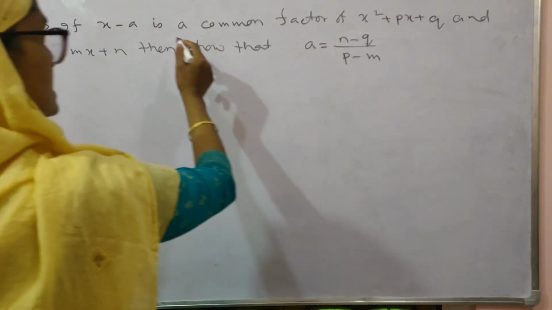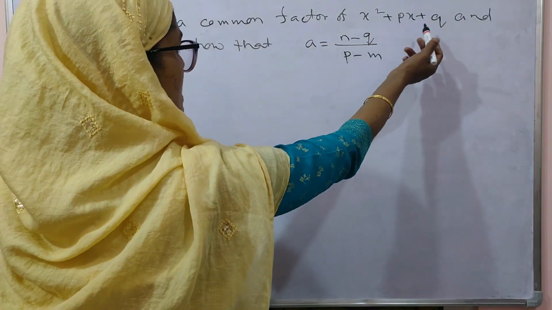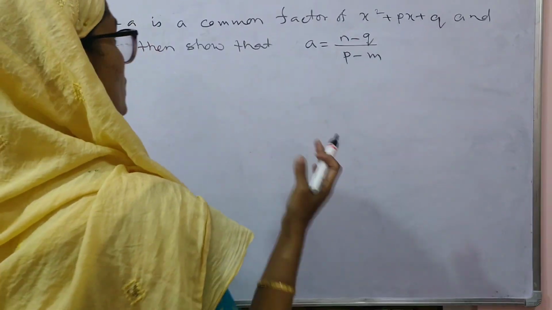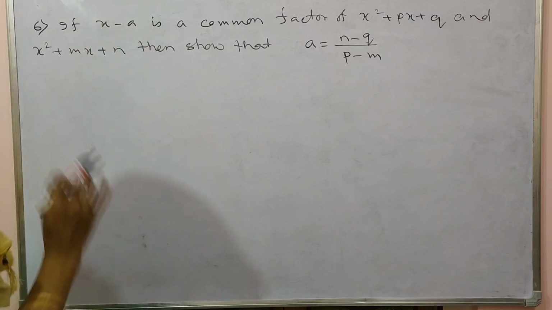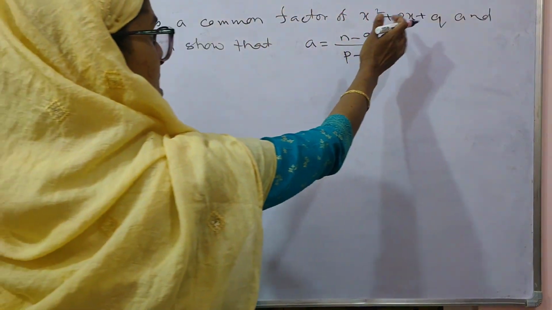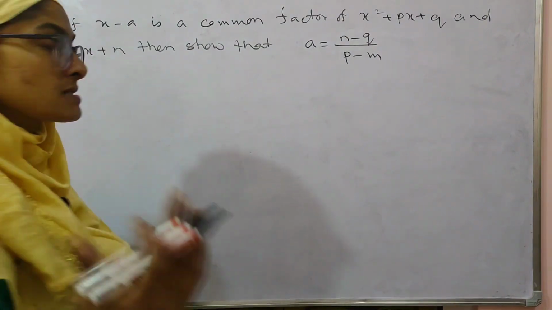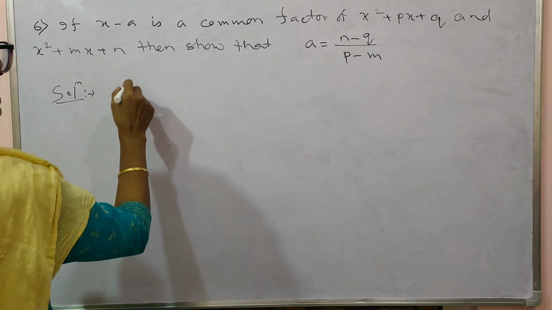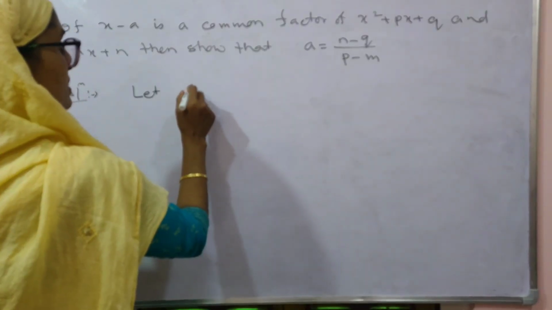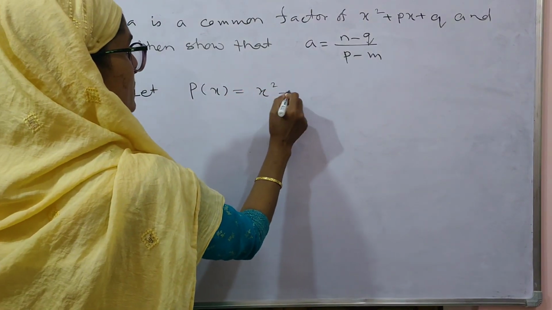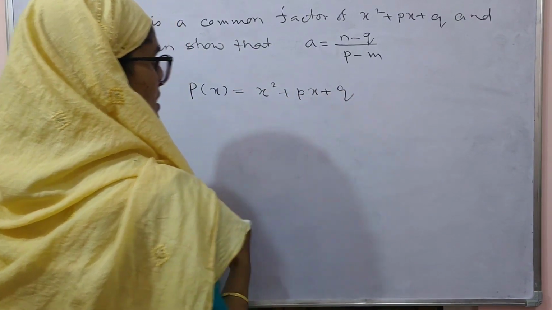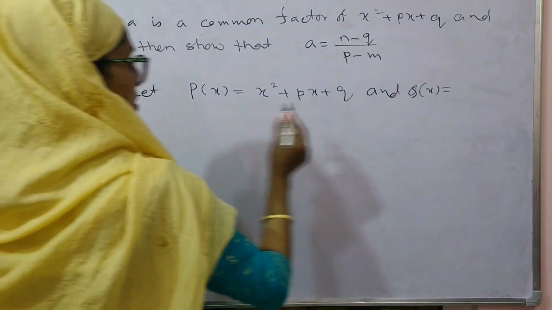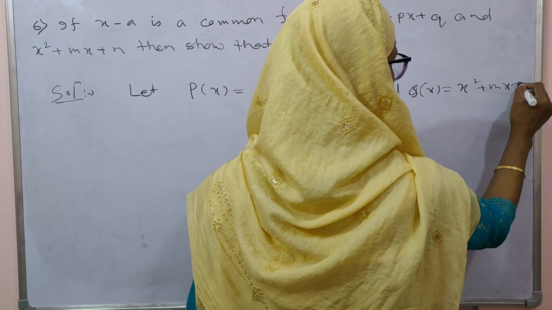Number 6: if x minus a is a common factor of x square plus px plus q and x square plus mx plus n, then show that a equal to this. Common factor, that means x minus a is a factor of both x square plus px plus q and x square plus mx plus n. So write the solution. Let us write this one as capital P(x), x square plus px plus q, and capital Q(x), two polynomials, this one x square plus mx plus n.